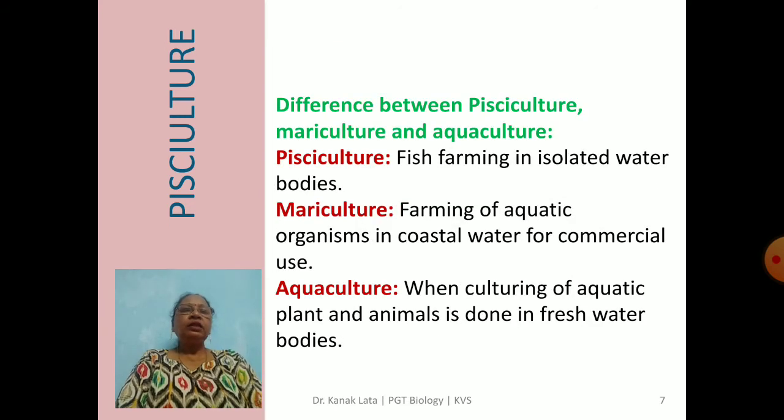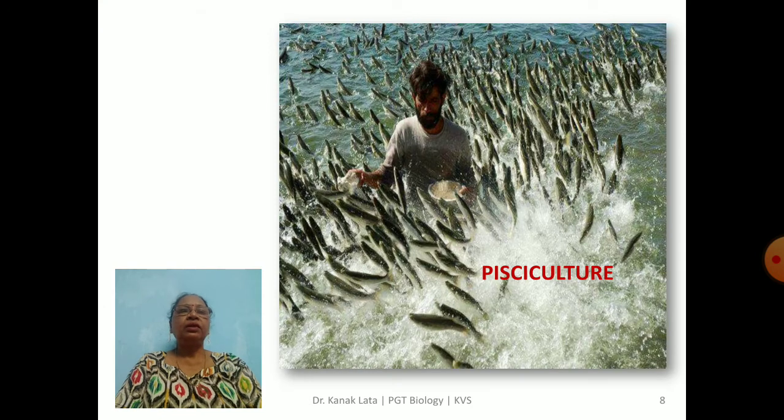Now let us see what are the differences between pisciculture, mariculture and aquaculture. First is pisciculture. Pisciculture means fish farming in treated water bodies. Mariculture means farming of aquatic organisms in coastal water, sea water, for commercial uses. And aquaculture means when culturing aquatic plants and animals is done in a freshwater body, then it is called as aquaculture. Here you can see how the pisciculture is done.